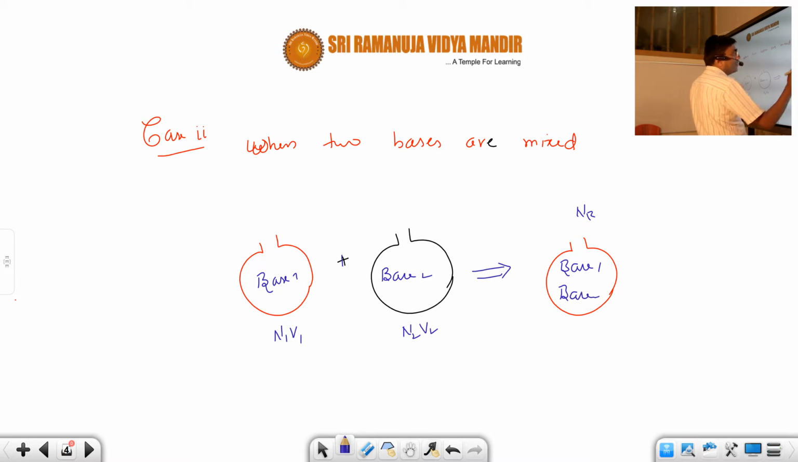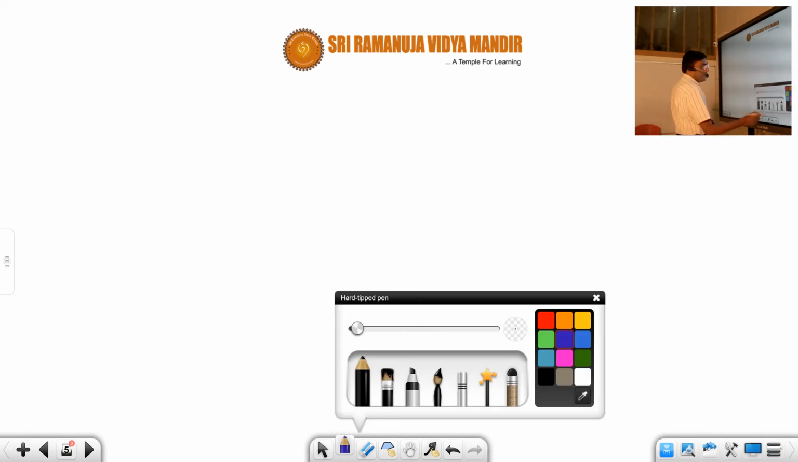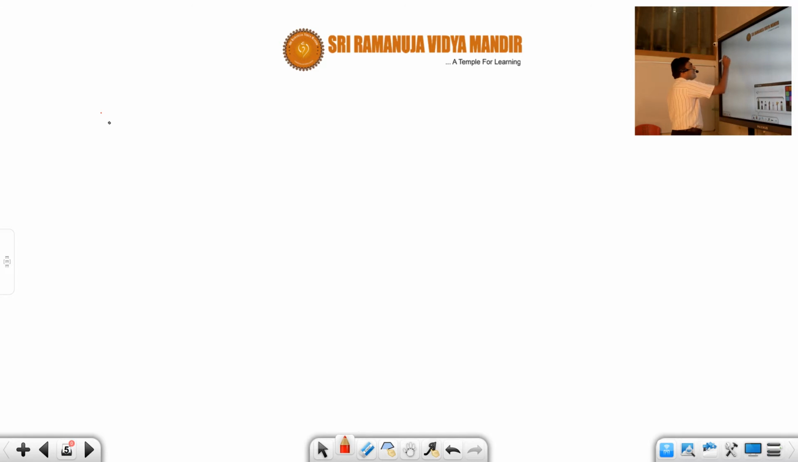In this case also, resultant normality is given as N1 V1 plus N2 V2 by V1 plus V2. So in both cases, normality or molarity can be calculated this way. Now let us see the third case, case 3.